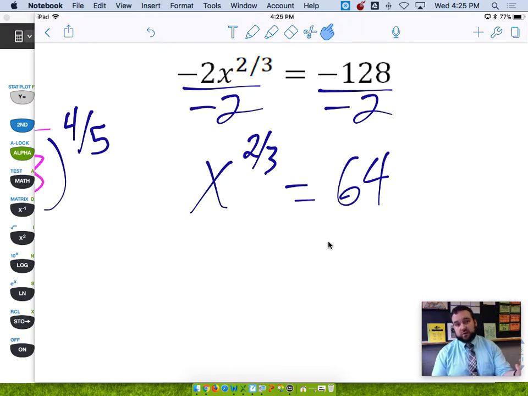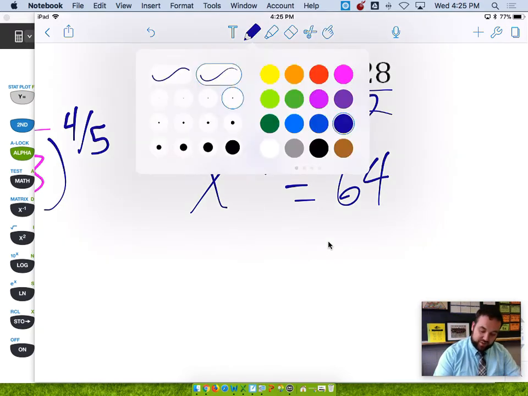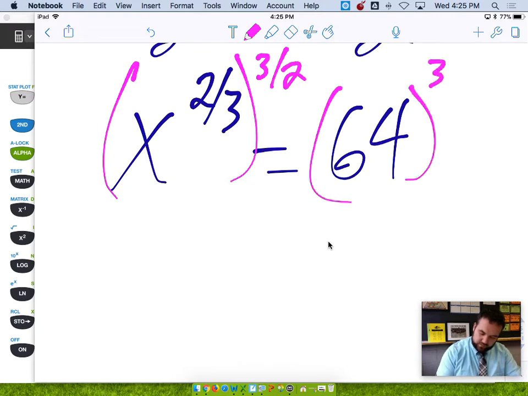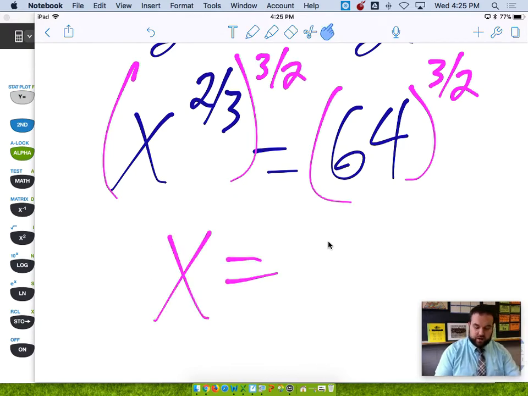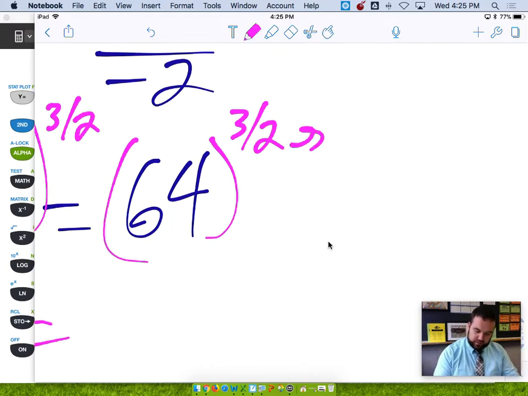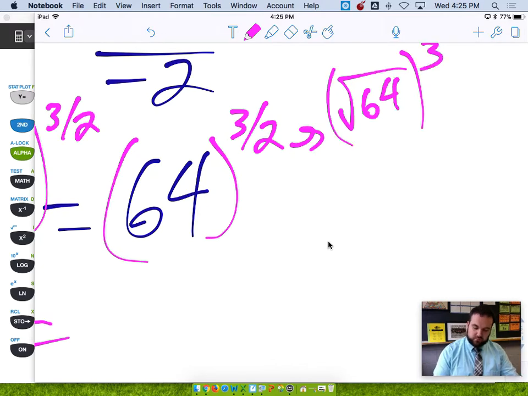To get rid of the 2/3 power, I'm going to raise both sides to the 3/2. Pretty straightforward again, just using the reciprocal. So the powers on the left side will cancel each other out, and I've got x equals. Now this is where we have to be careful. If you think about what the 3/2 power is doing, this is asking you to take the square root of 64 and then raise it to the 3rd power. That's something that works out nicely.